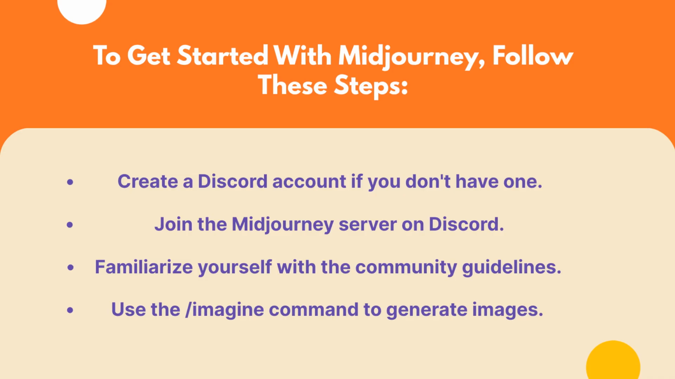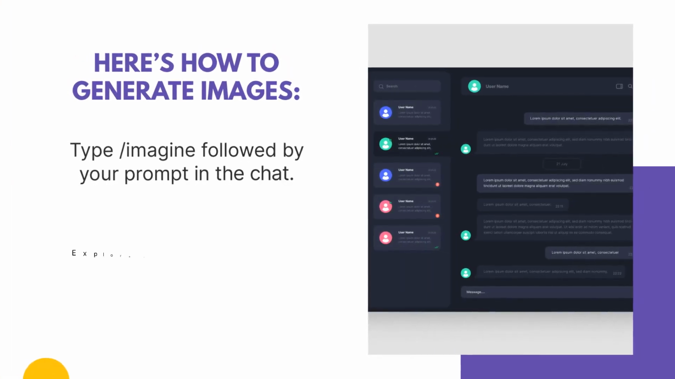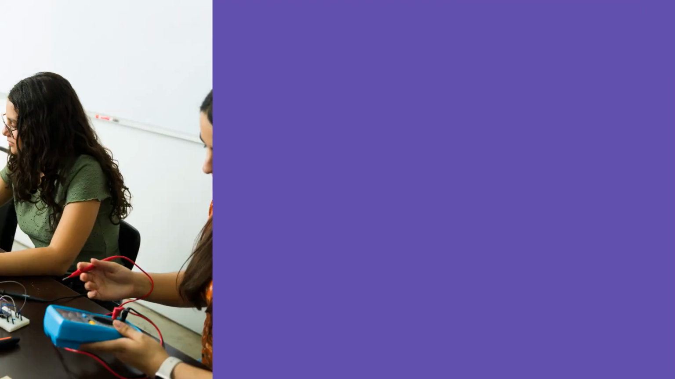Now, let's start creating. To generate an image, you'll use a specific command in the chat. Type /imagine followed by your prompt. For example, you could type /imagine a serene landscape with mountains and a sunset. The more detailed your prompt, the better the result.